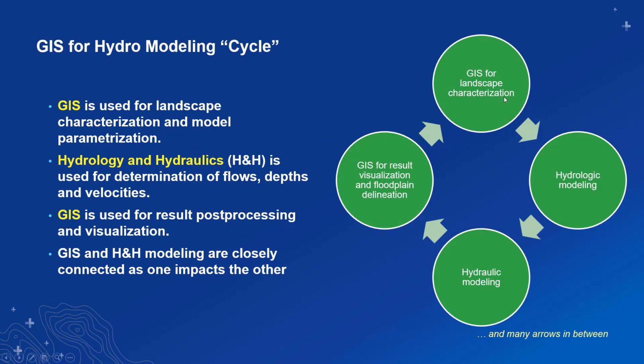Here is a play on the hydrologic cycle. We start with GIS and characterize the landscape and derive necessary model parameters. We then use hydrologic and hydraulic models to determine flow rates, water surface depths, and velocities. And then we use GIS for result post-processing and visualization, including further analysis based on H&H model results like flood impact assessment.